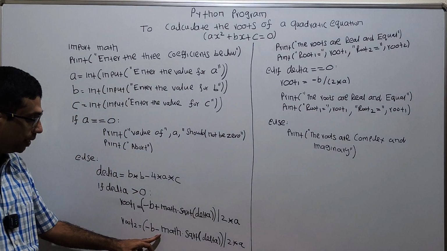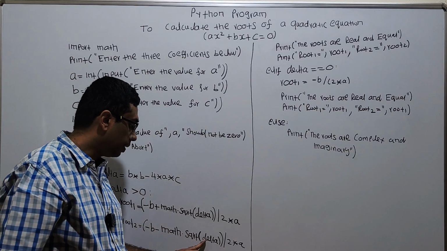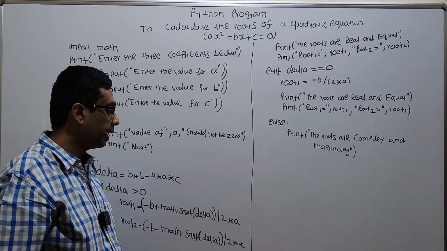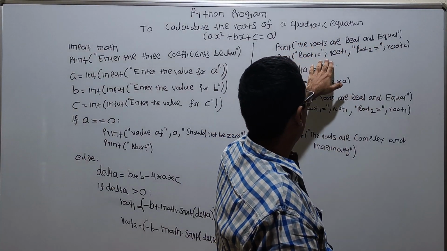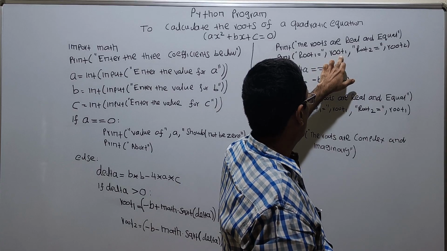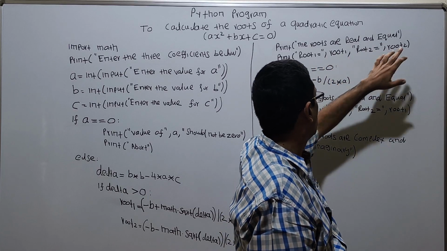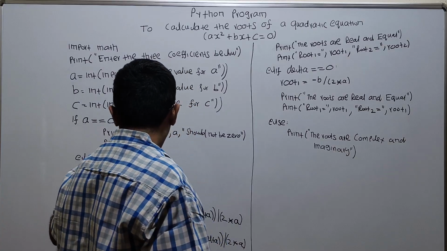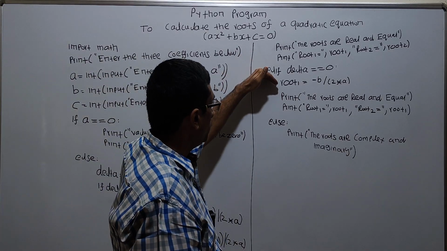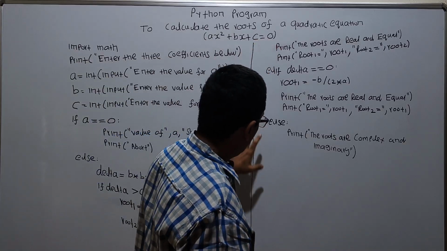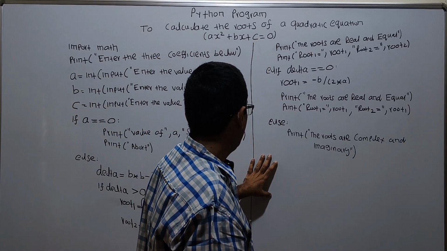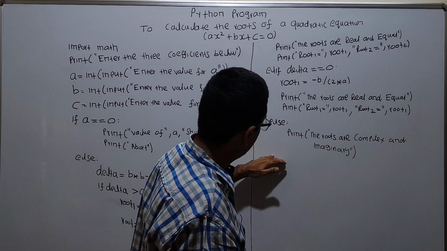Root 2 equal to minus b minus math dot square root of delta on the whole divided by 2 star a. So I am printing the roots are real and distinct. I am printing root 1 equal to, a string, followed by root 1, and root 2 equal to, a string, followed by root 2. If this condition is false, then only the controller will come to the next elif statement. If this condition is true, the statements will get executed. Controller will come after all the if elif else structure, after the else statement.